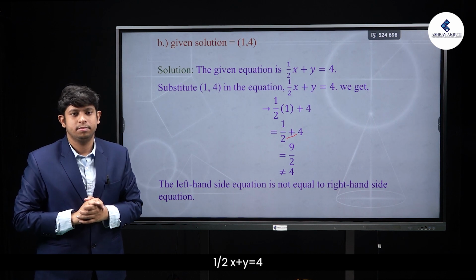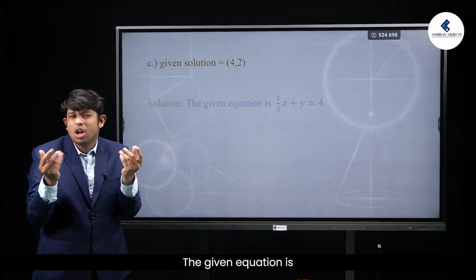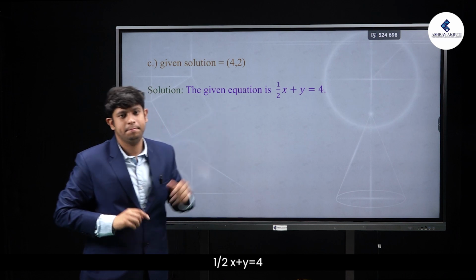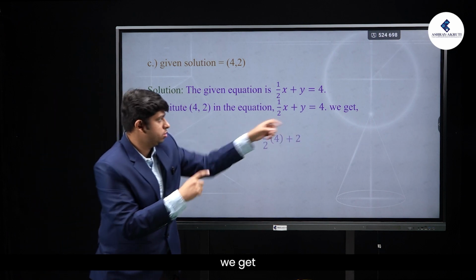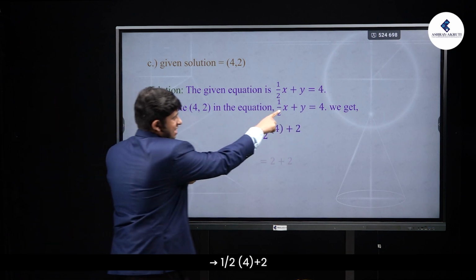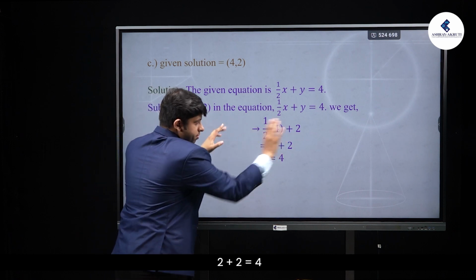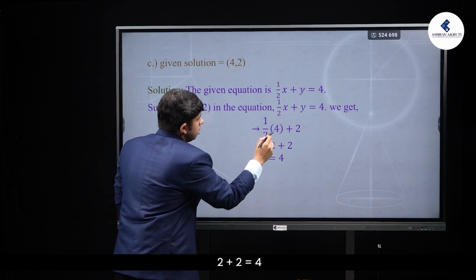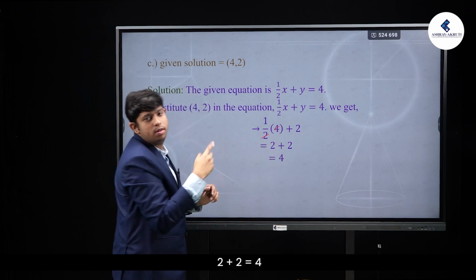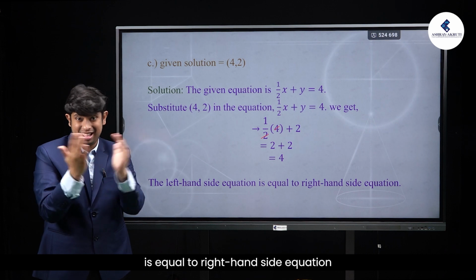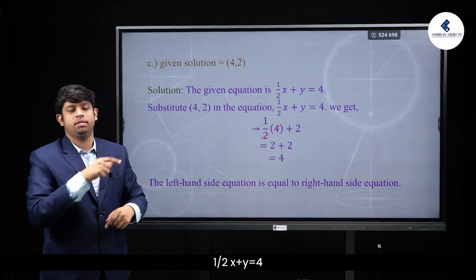For the given solution (4, 2), the given equation is 1/2 x + y = 4. Substitute (4, 2) in the equation. We get 1/2 × 4 + 2. After solving, we get 2 + 2, which is equal to 4. The left hand side is equal to the right hand side. We can say that (4, 2) is a solution of the equation 1/2 x + y = 4.